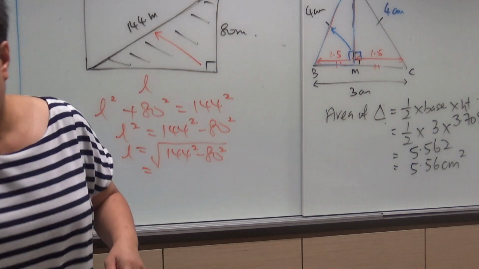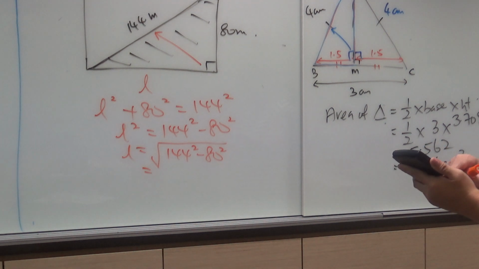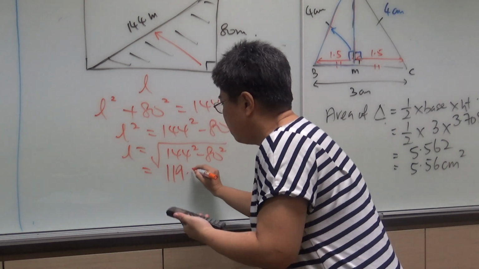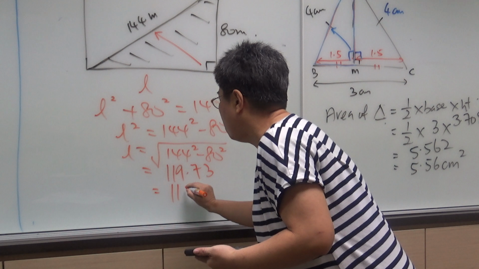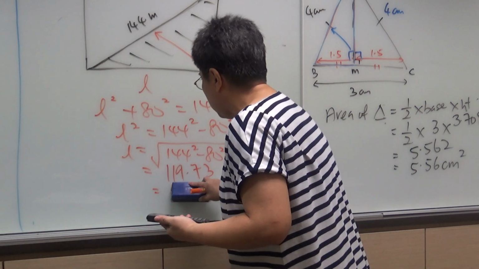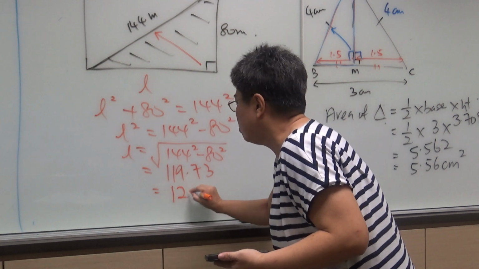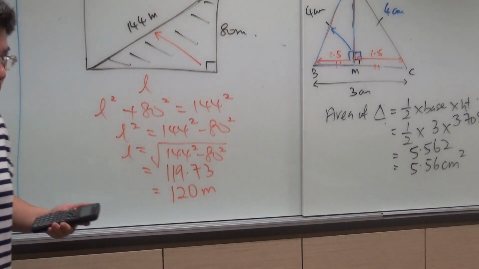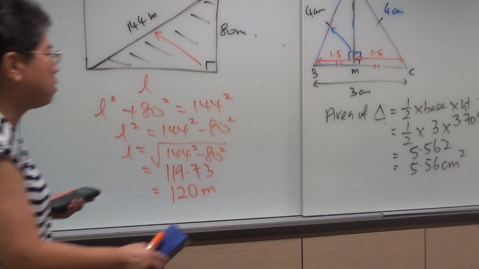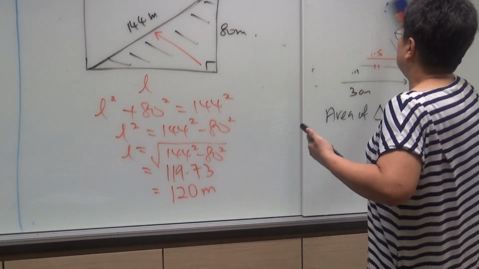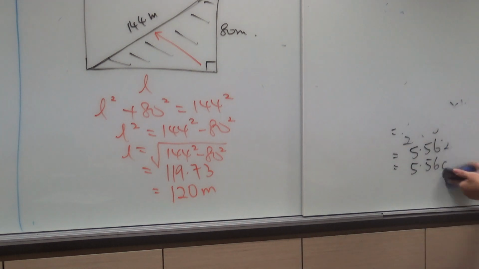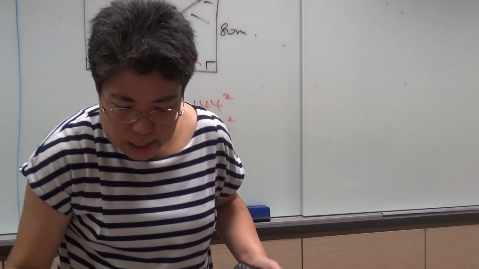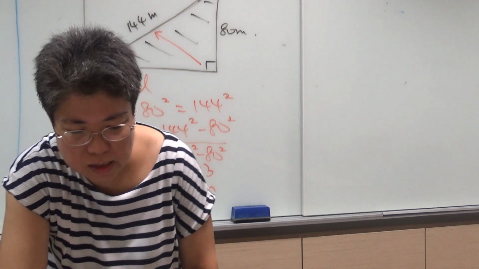So, my final answer. Let's give it to 5 truncate first. This will be 119.73, which if I change it to 3 significant figure, should be 120 meters. So the length of the rectangular field is actually 120 meters. Okay? Now, what did the question say for the next part? Now, the question says that Waylon plans to run around the field once. Find the distance he runs.